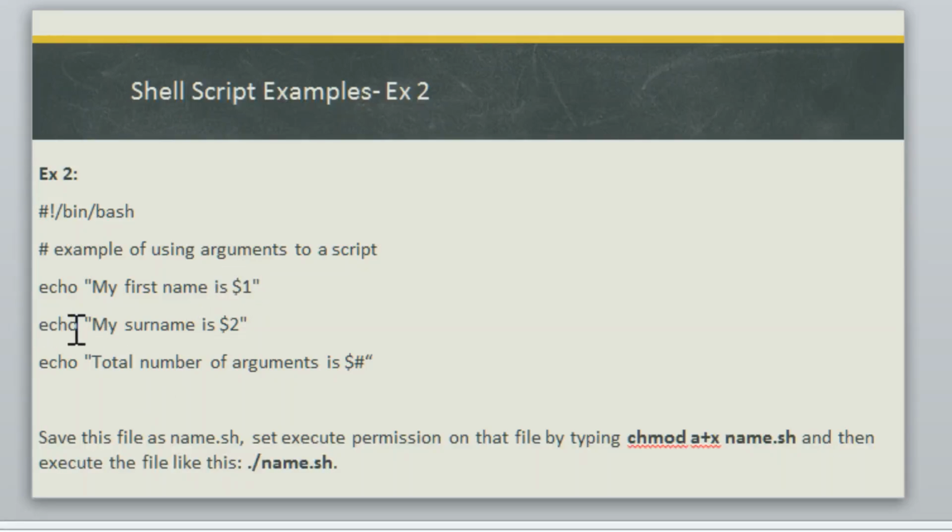The second line is echo. My surname is $2. So we have another variable called 2. And then we have a third echo line that says echo. Total number of arguments is $#. And we have this variable here. Okay. So guys, if you've never seen the word surname before, that just means last name. Okay. So what we're going to do is we're going to name this file as name.sh. We're going to set execution permissions on that file by using chmod a+x. And we're going to execute the file just like we did previously. Okay. So let's go ahead and head to our terminal.